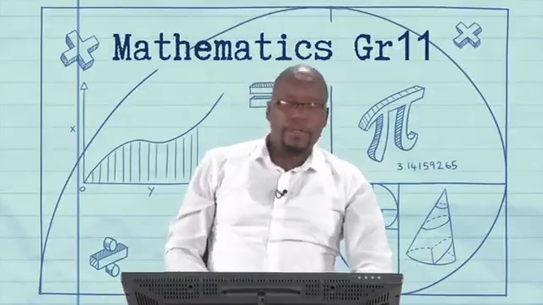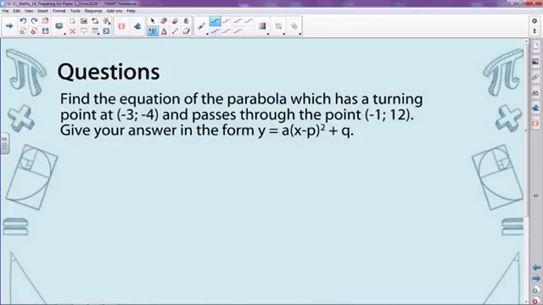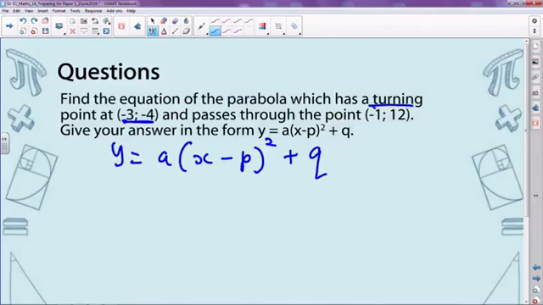Okay, right? Now, this is what I wanted us to talk about. Find the equation of the parabola, which is part of your term 1, which has a turning point at minus 3, minus 4 and passes through the point minus 1, 12. Give your answer in the form y equals a into x minus p squared plus q. The minute they give you a turning point, it's in the form of y equals a into x minus p squared plus q, where your p is negative 3 and your q is negative 4.